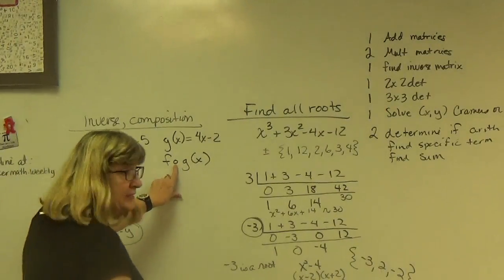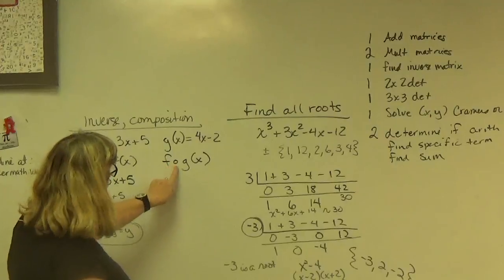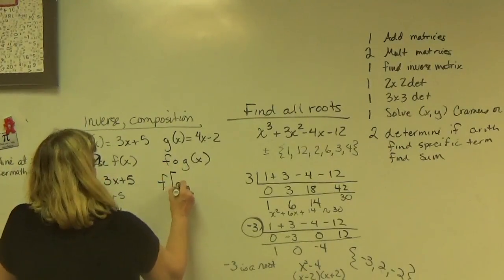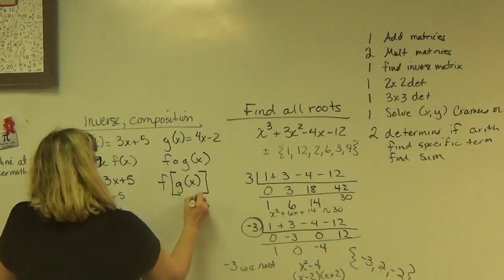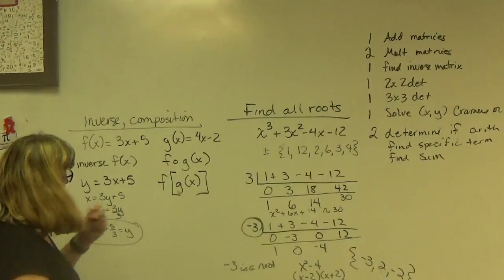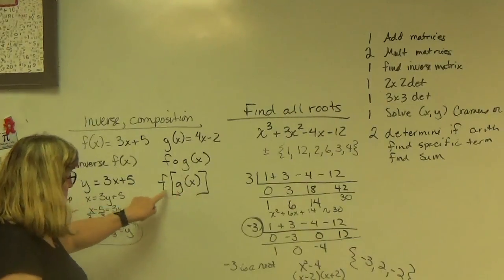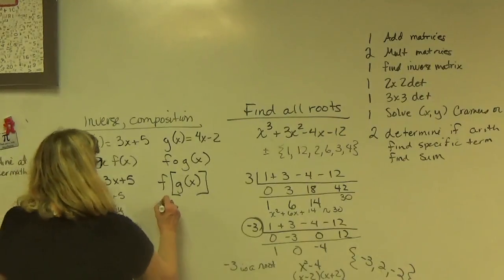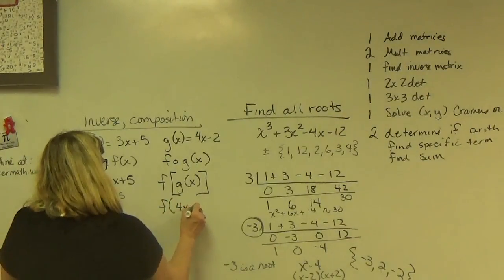F, the little degree symbol, is composition. That's f composition g of x, which can also be written this way, which sometimes I write it that way because it makes it easier to understand. This means you're putting the g function inside the f function. So f of my g function is 4x minus 2.